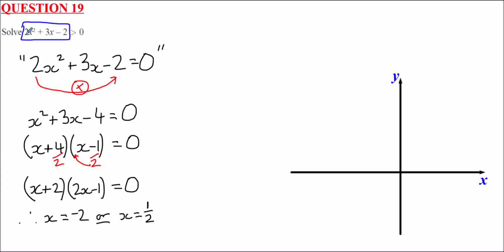It's going to be a U-shaped graph, and it's going to cross the x-axis. It's going to be equal to 0 when x is equal to minus 2, so I can put minus 2 there. It'll also cross at a half, so I just put a half in here. And this curve, like I said, is going to be U-shaped. It's going to go through these 2 points, so it's going to look a bit like this.